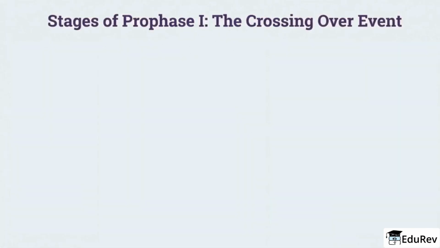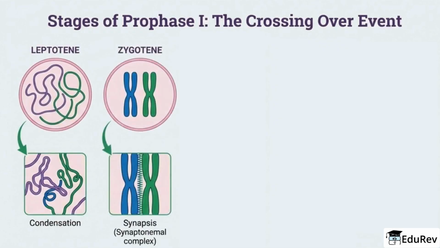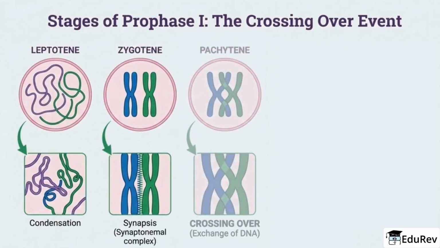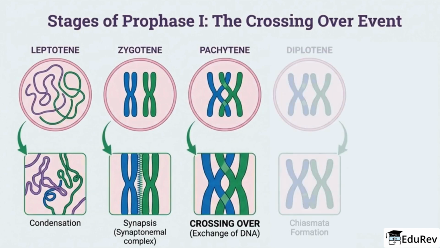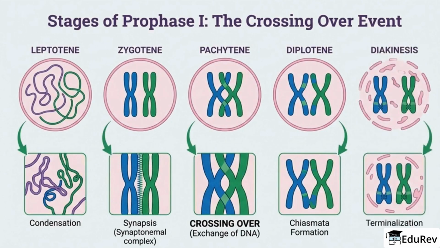Prophase I is especially important because it's where pairing and recombination occur. It progresses through leptotene, condensation; zygotene, synapsis begins; pachytene, crossing over via the synaptonemal complex; diplotene, chiasmata become visible; and diakinesis, final condensation and preparation for metaphase I. Those crossover events physically exchange DNA between homologs and create genetic diversity.